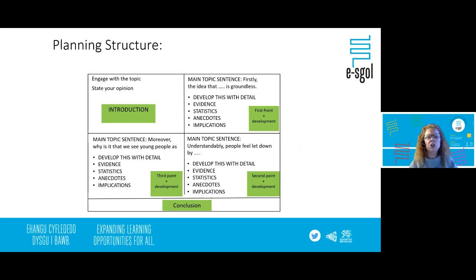So how could you start these? How could you plan for an exposition? So introduction. State your opinion. That's quite nice, isn't it? What do I think? Engage with the topic. Show what it means to me. And then I aim for 3 main paragraphs, each of which starts with a main topic sentence, which I then develop with evidence and statistics and anecdotes. Remember, anecdotes are stories about how it involves you. And then the implications of it.